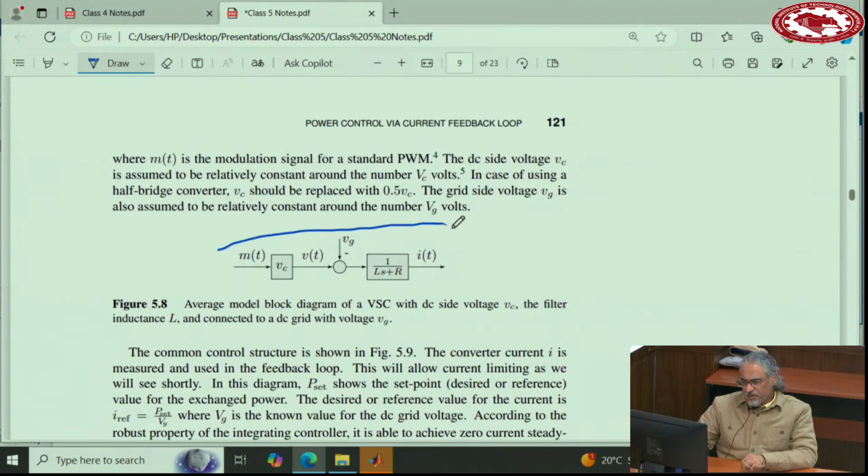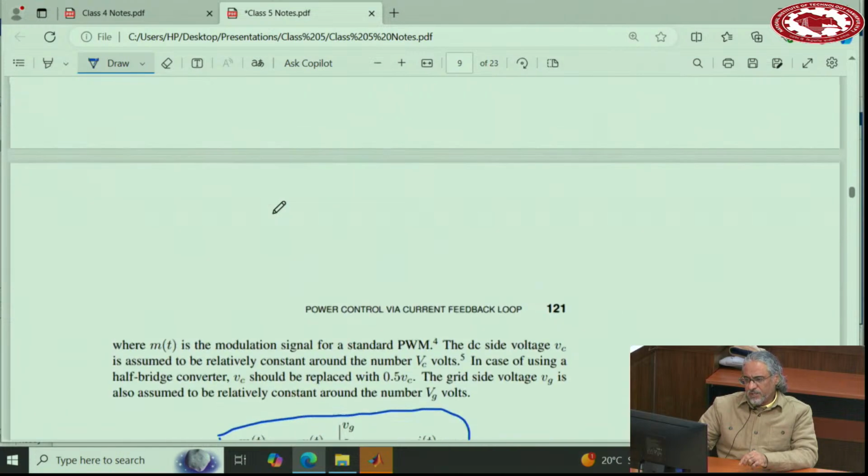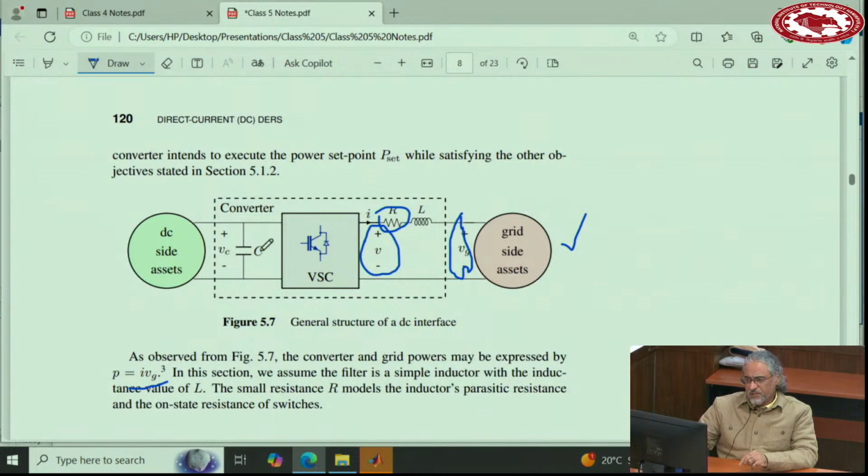This is the model of a single phase full bridge converter. Agree? If you want to have bidirectional, we need to use VSC. So the control model for that system using a PWM is this, whether you use unipolar or bipolar. That is this one. So this voltage is the voltage on the DC on the left side.